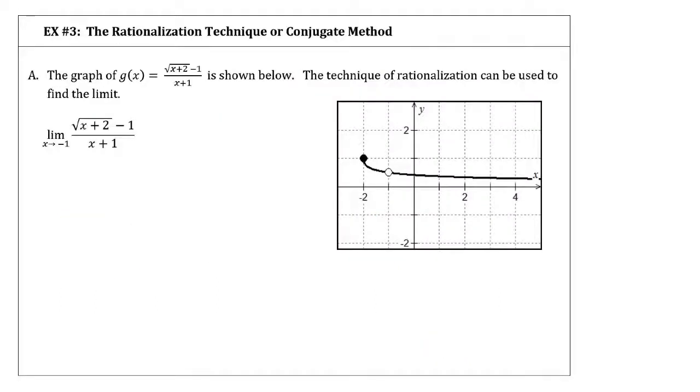Okay, now here's another example of some weird stuff. The graph of g of x is over to the side, and notice that it is wanting us to find the limit as x approaches negative 1. But if we plug in negative 1, let's go ahead and try our very first line of defense. I don't think it's going to work, but let's try it. That's going to be the square root of negative 1 plus 2, so square root of 1, minus 1, over negative 1 plus 1. So that tells me I have 0 over 0.